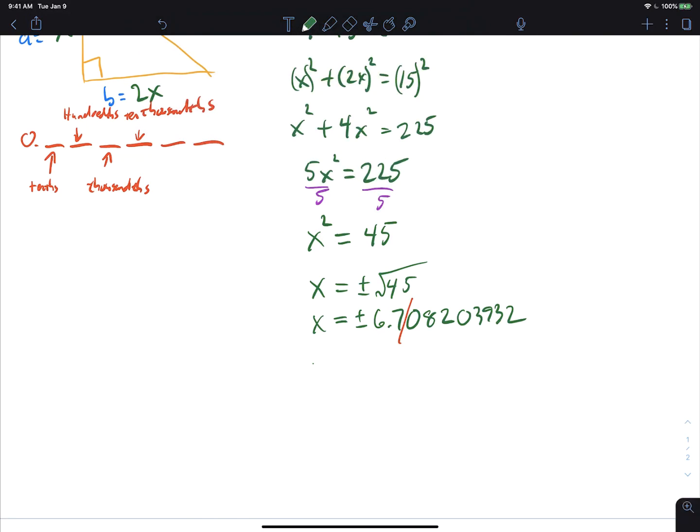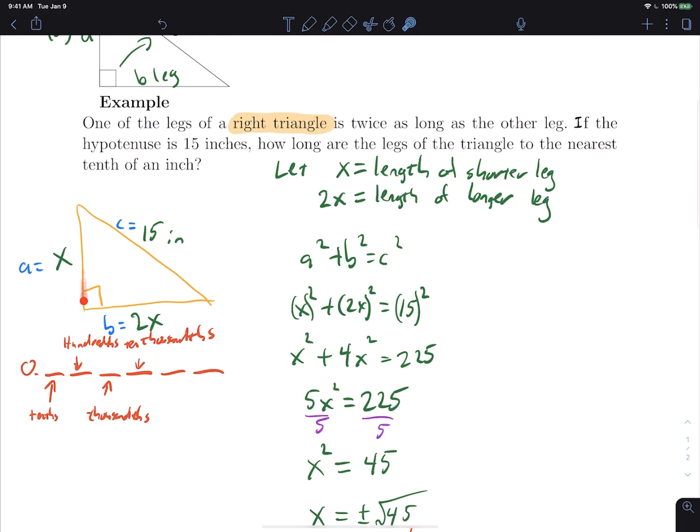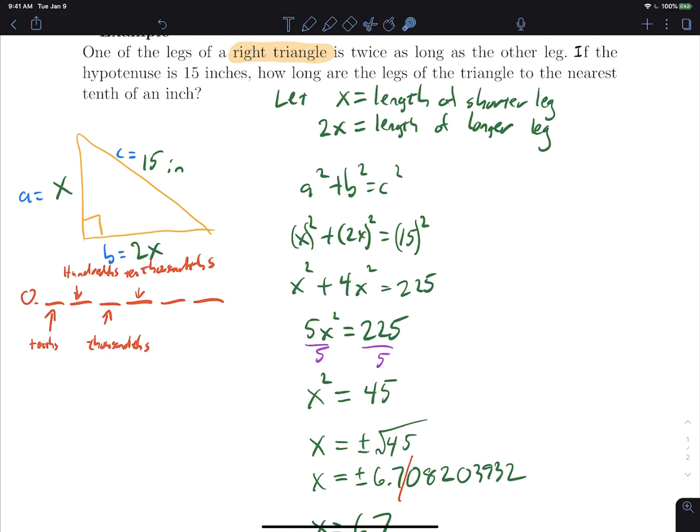We're not going to use the negative, because if you look at this, there's no such thing as a negative length of the side of a triangle. But we're not done. Since we know that the length of the shorter leg is 6.7 and the units are going to be inches because this is in inches, then doubling that, just take your calculator and multiply by 2, and that's going to give you 13.4.